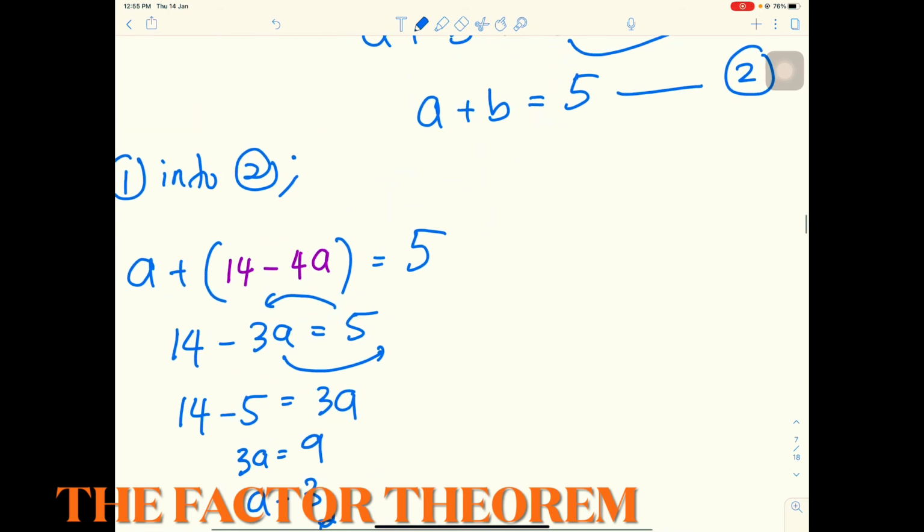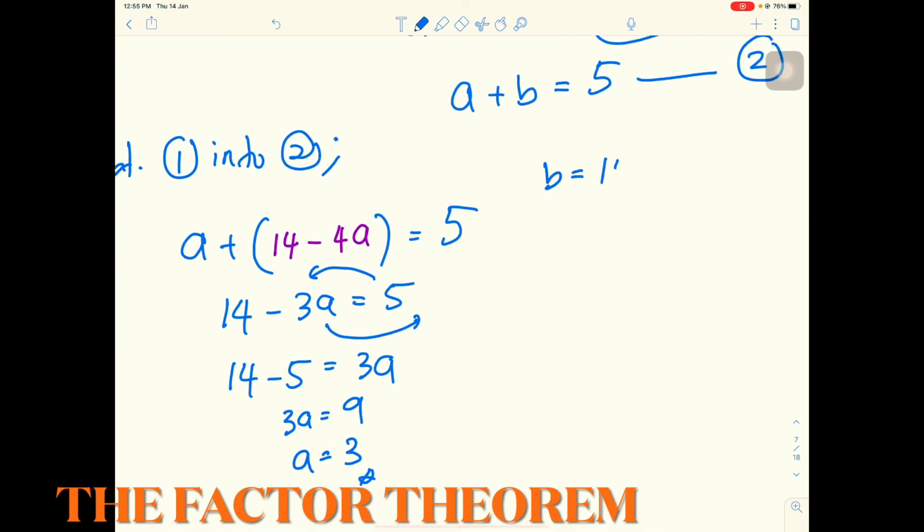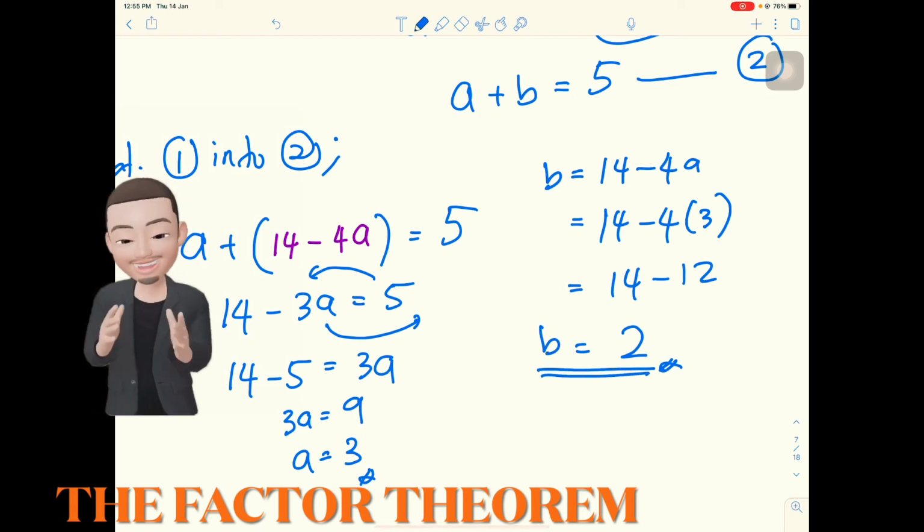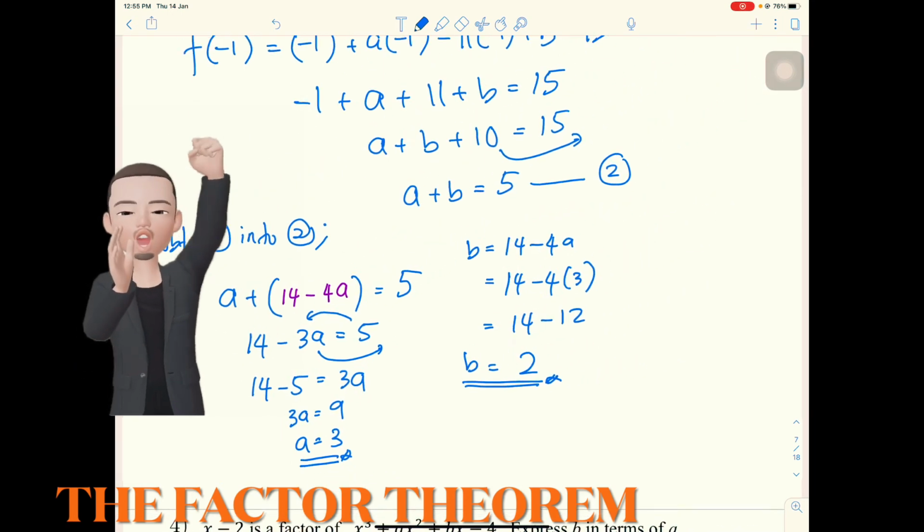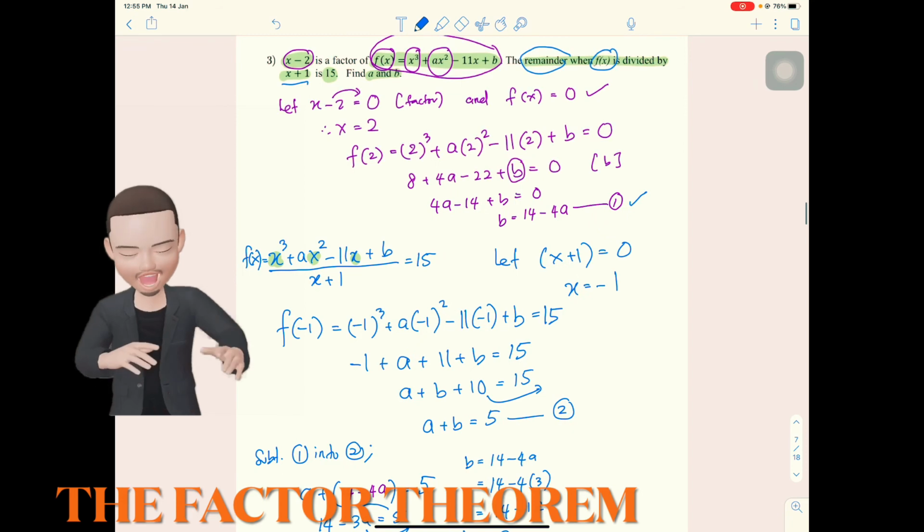And then how about b? b equals 14 minus 4a, and substitute: 14 minus 4 times 3 equals 14 minus 12 equals 2. So this is the value of b, and this is the value of a. This is how we solve question 3.